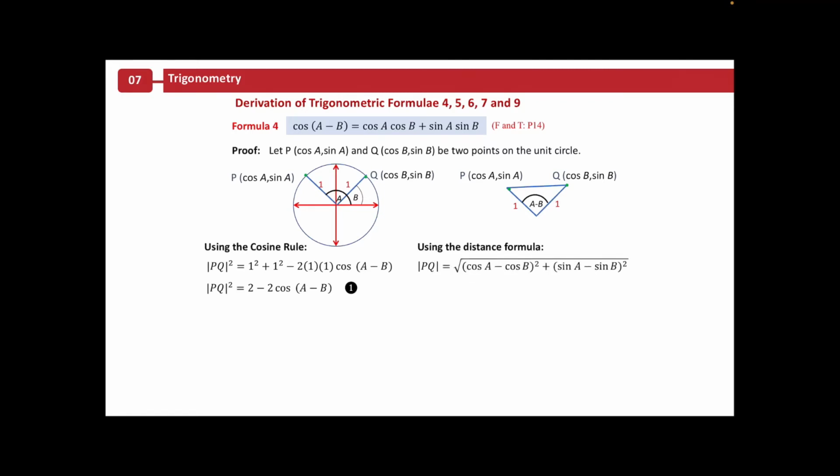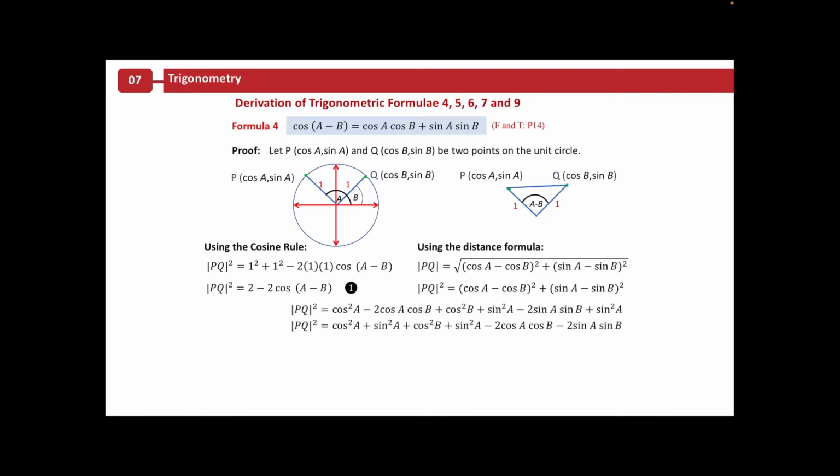Using the distance formula, we find the distance PQ is equal to the square root of cos A minus cos B squared plus sin A minus sin B squared. PQ squared equals cos A minus cos B squared plus sin A minus sin B squared, which gives us PQ squared equals cos squared A minus 2 cos A cos B plus cos squared B plus sin squared A minus 2 sin A sin B plus sin squared B.